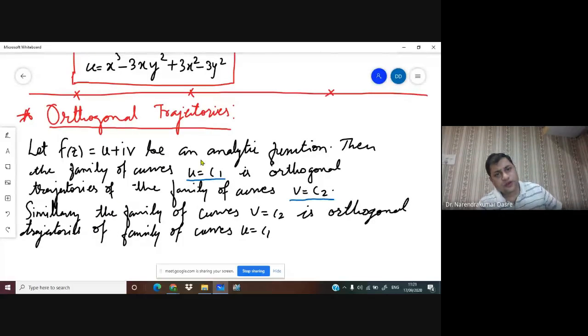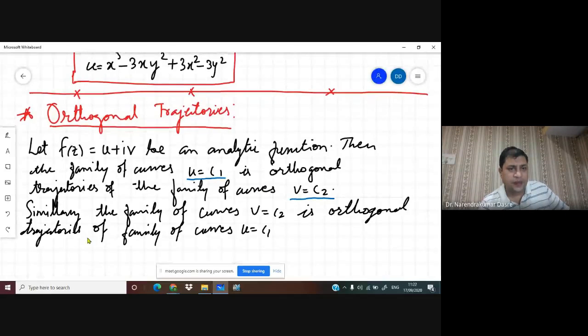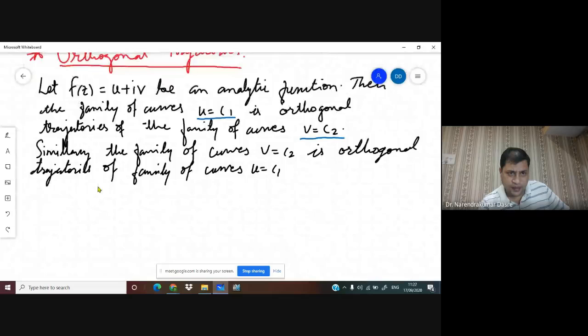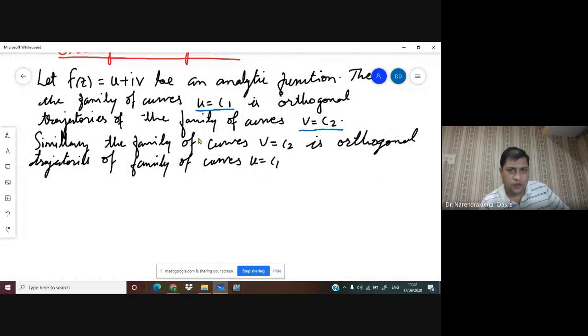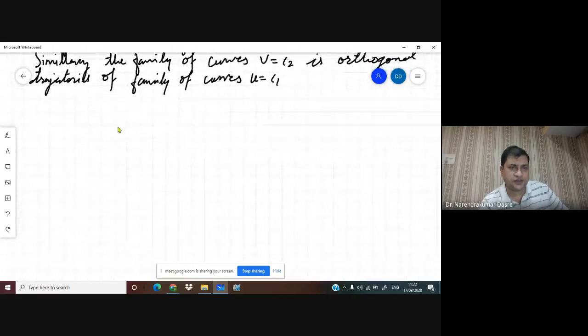Okay, now what is meant by orthogonal trajectories? We say that if this is going to be an analytic function, then u is equal to c1 is an orthogonal trajectory of the family of curves v is equal to c2. So these constants c1 and c2 actually define the family of curves. Okay, so let us see how these constants define the family of curves.